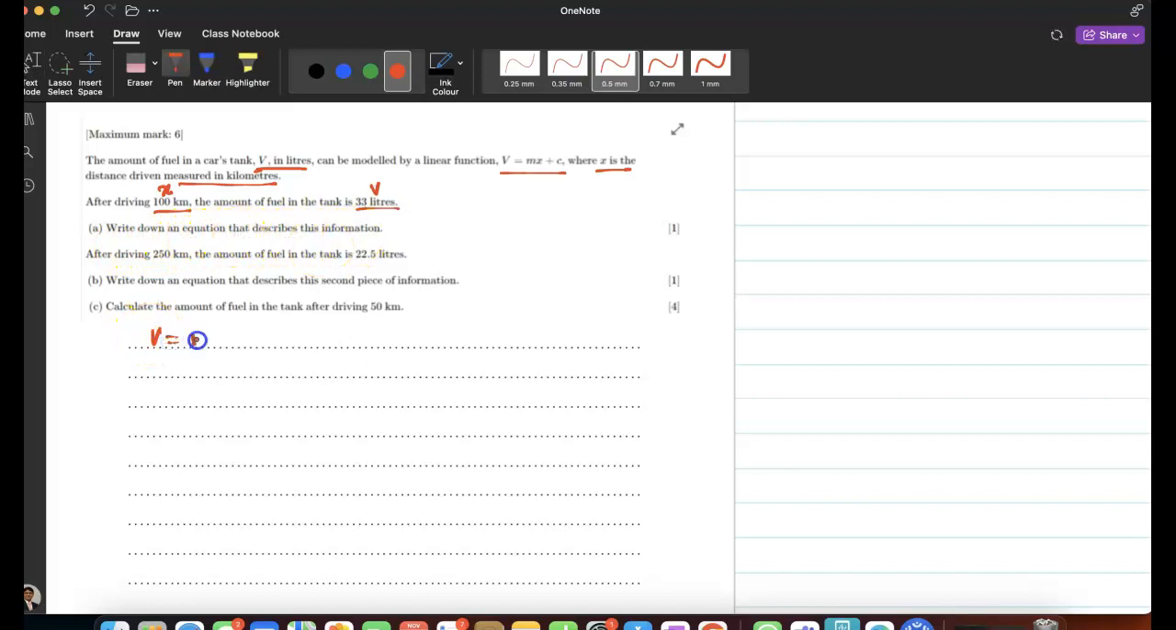So we have V is equal to mx plus c. Substitute, V is 33. This is m into 100. So 100m plus c. It's your part A.